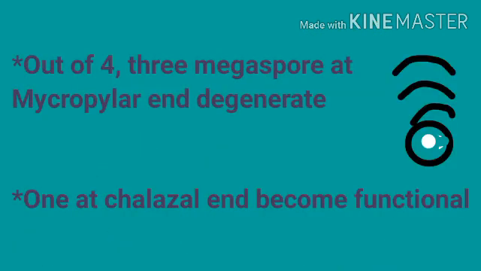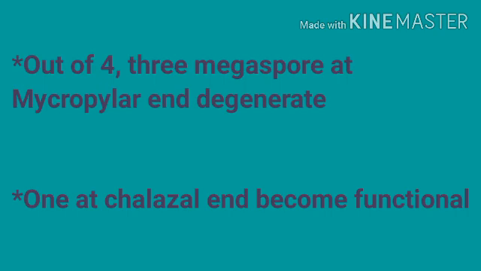That is, 4 megaspores are formed in a tetrad form. Out of these 4, 3 megaspores at the micropylar end degenerate, so they are not functional. Only one at the chalazal end becomes functional. Okay, this is entirely different from microsporogenesis of the male reproductive part.